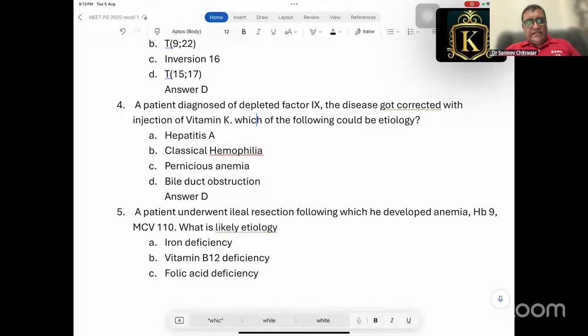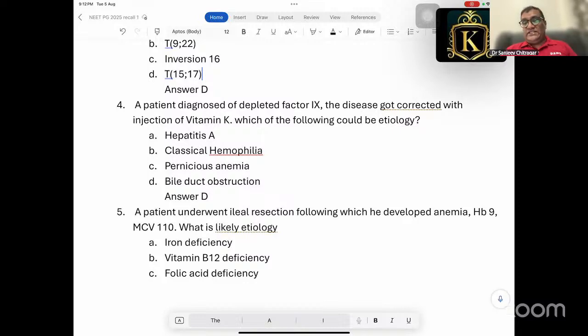Options: hepatitis A, classical hemophilia, pernicious anemia, bile duct obstruction. See, remember, factor 9, vitamin K deficiency, it has got corrected, meaning what? If it has got corrected with vitamin K, that means factors 2, 7, 9, 10, either of them. It is not hepatitis. Why not hepatitis, guys? Hepatitis can cause depletion of 2, 7, 9, 10, but it will not get corrected with vitamin K. It has to be corrected after resolution of hepatitis. That is not the answer.